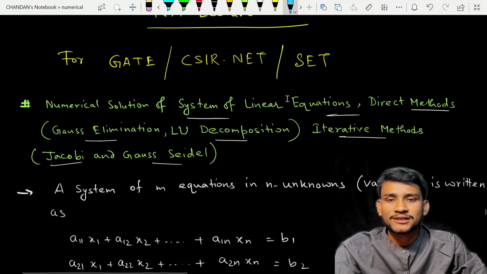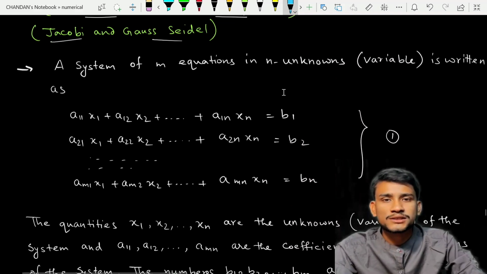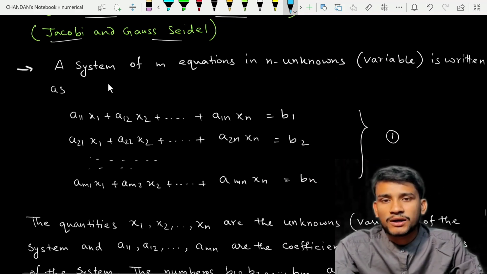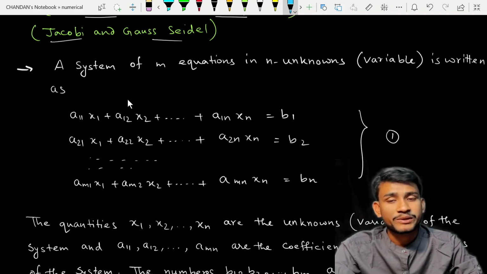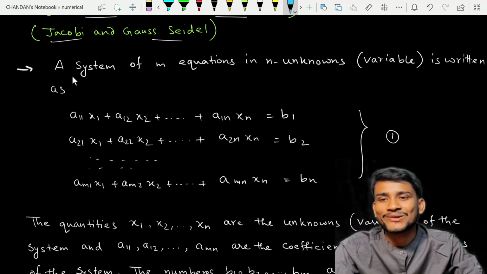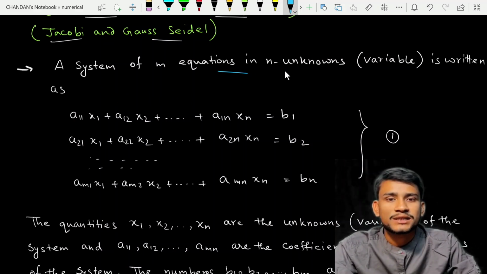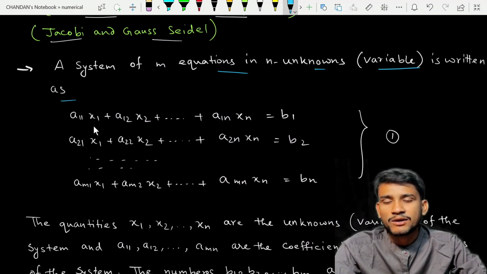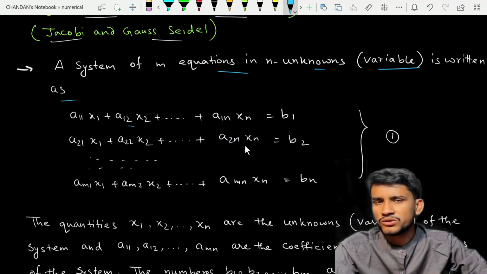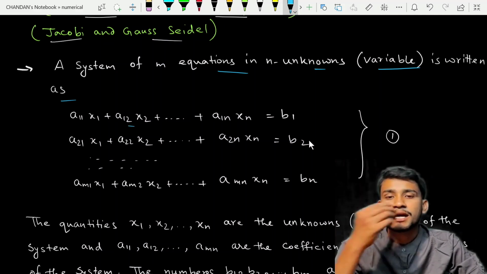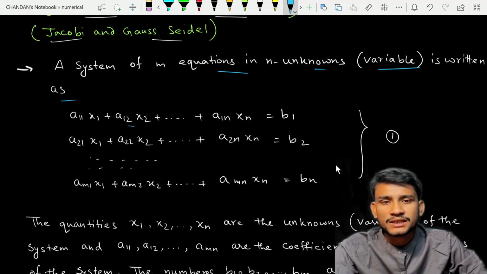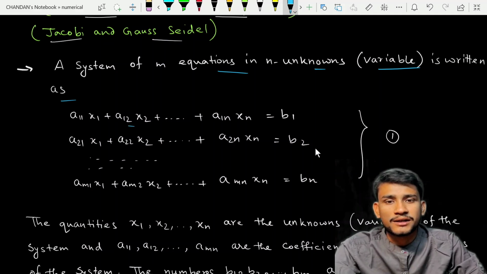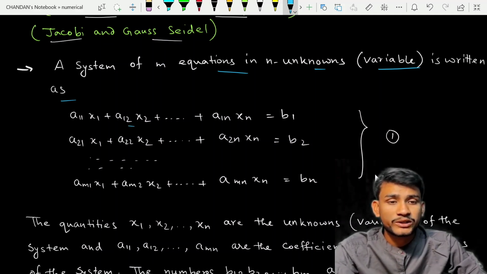So first we discuss what is a system of algebraic equations. A system of equations in n unknowns, that is the variables, is written as a11 x1 + a12 x2 and so on. You all know that this is a system of linear equations, and this is an n by n system, a matrix you can say. In matrix form we can write the system as Ax = b.